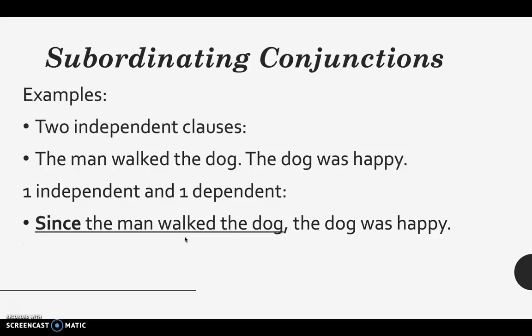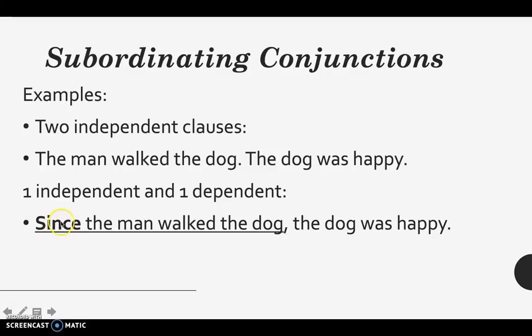So for example, let's say you've got 2 independent clauses. The man walked the dog. The dog was happy, okay? If I want to combine that into one sentence, I could use a coordinating conjunction, but it's more sophisticated to take a subordinating conjunction and put it at the beginning, and then you're going to have a sentence like, since the man walked the dog, here's my subordinating conjunction, the dog was happy.